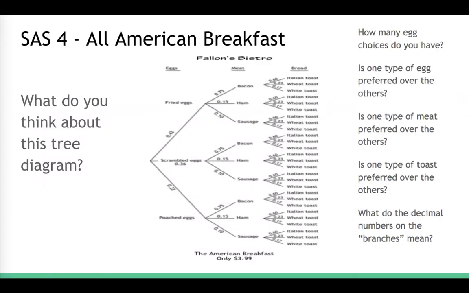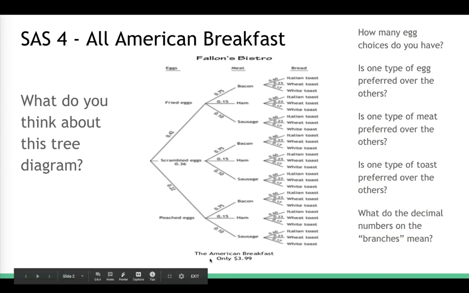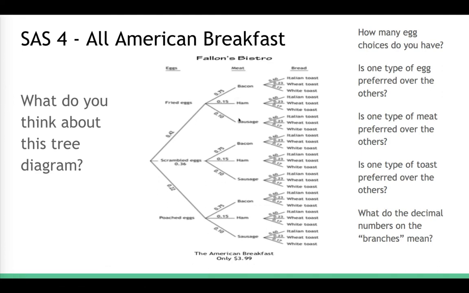All right, good job. So what do you think about this big tree diagram? This is Fallon's Bistro, all-American breakfast. It's only $3.99. You have a choice of 3 different types of eggs, 3 different types of meats, and 3 different types of bread. Obviously, we can answer these questions. How many egg choices do you have? You have 3. Is one type of egg preferred over the others?